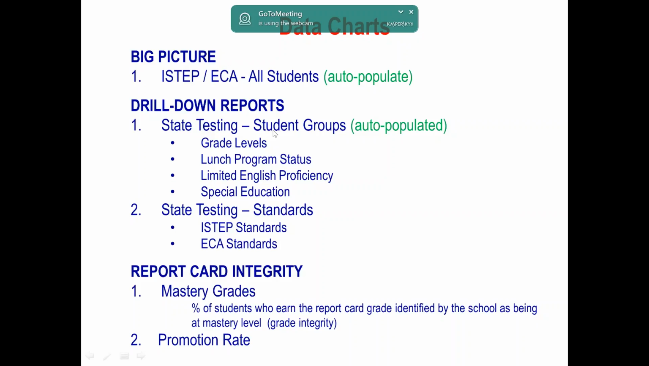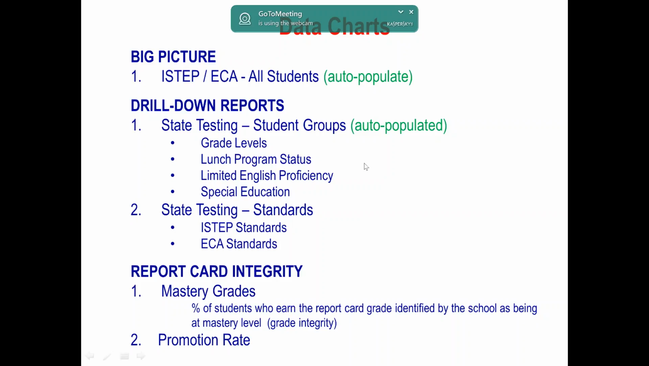So we'll go back to the state testing and we'll say, okay, let's drill down a little bit. In terms of I-STEP math, how did the school do at each grade level? Is there something specific there, a problem area? Lunch program status. Are your paid lunch students achieving at a higher level than your free and reduced lunch? English language proficiency, special education. We'll look at all of these areas to kind of start to target in on your SMART goals.